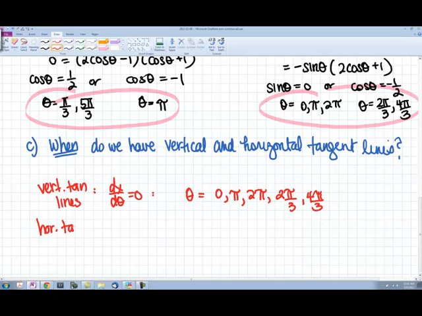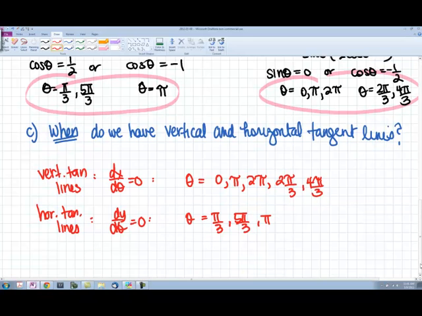And we should have horizontal tangent lines when dy/dθ equals 0. So that would mean π/3, 5π/3, and π. So should that be our answer? Now I need you guys to take a look at something. What do you notice? π shows up in both of these. Is it possible to have a vertical and a horizontal tangent line at the same time?